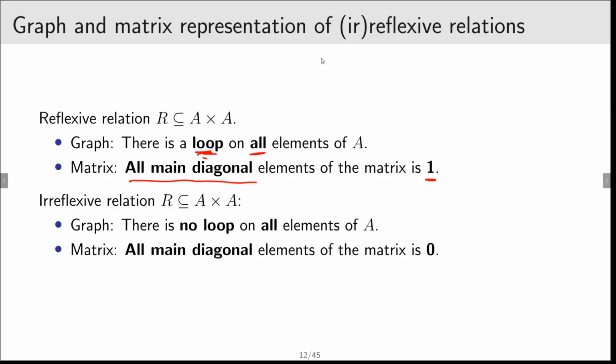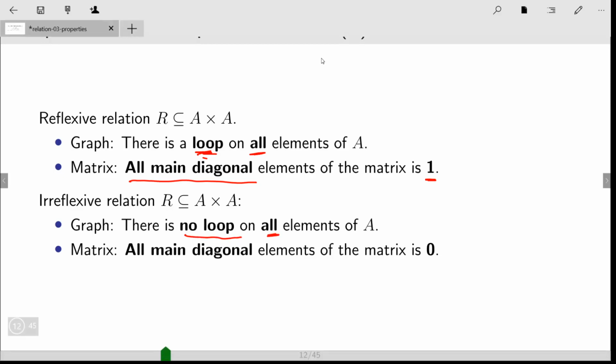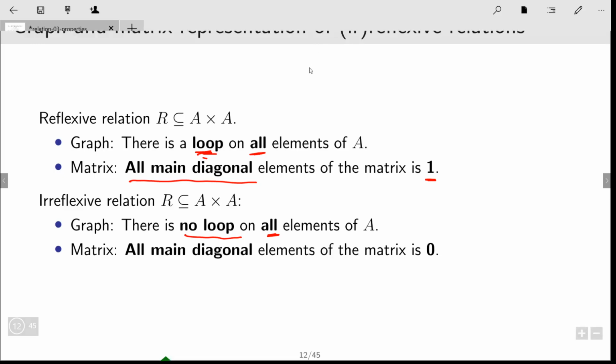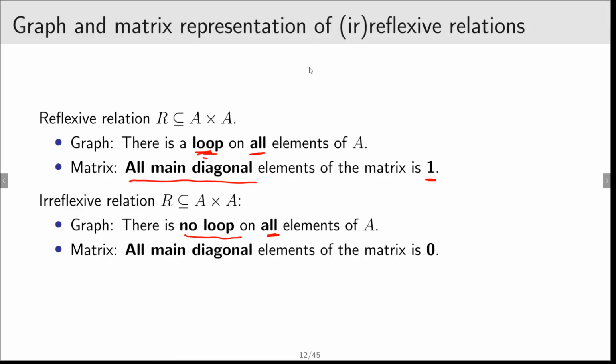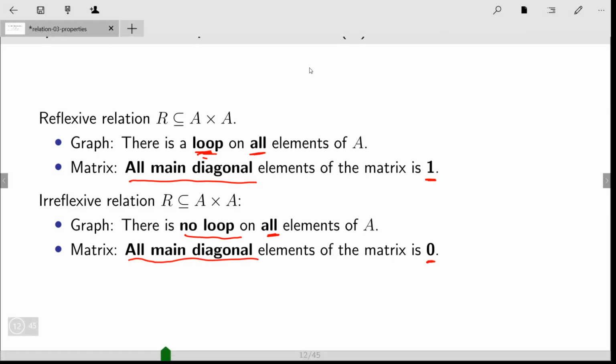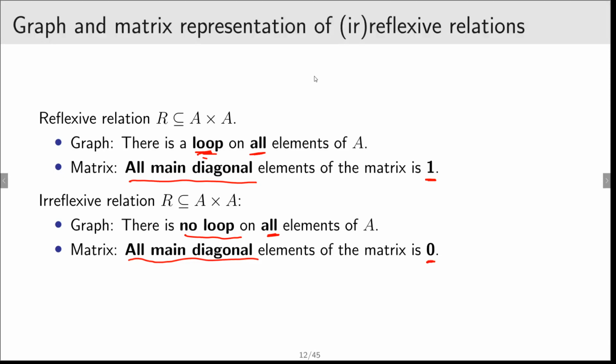Whereas an irreflexive relation will have no loop at all on any element, and the matrix would satisfy that all main diagonal elements are 0. So those are the characteristics of the graph representation and matrix representation of reflexive and irreflexive relations.